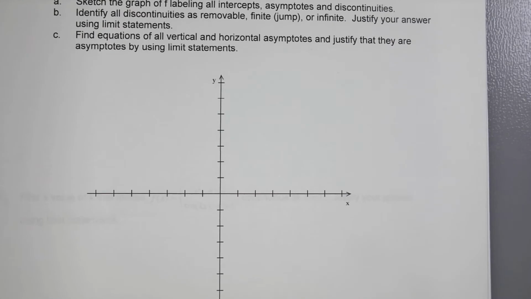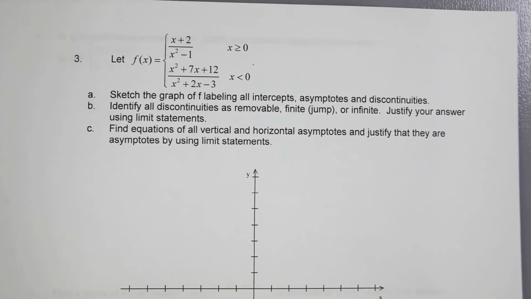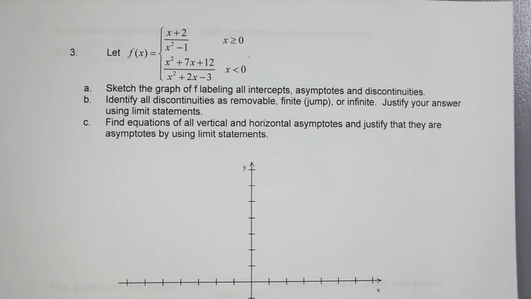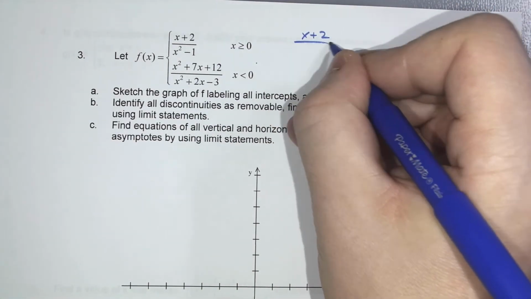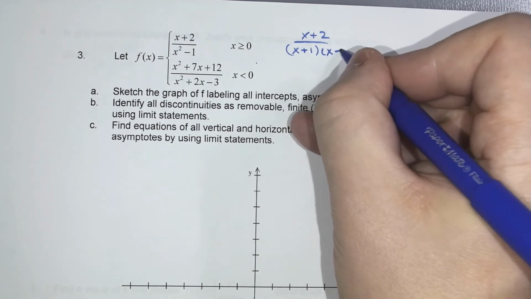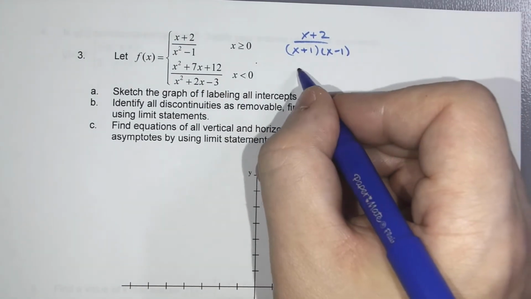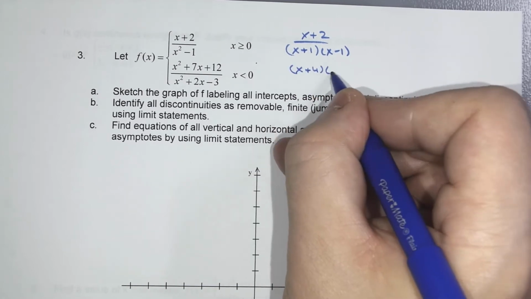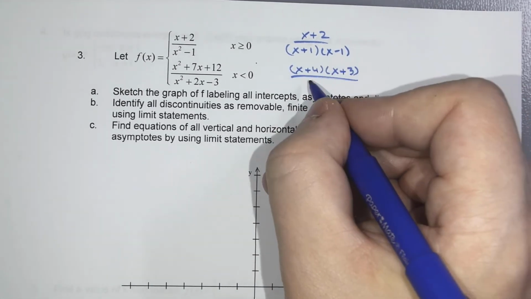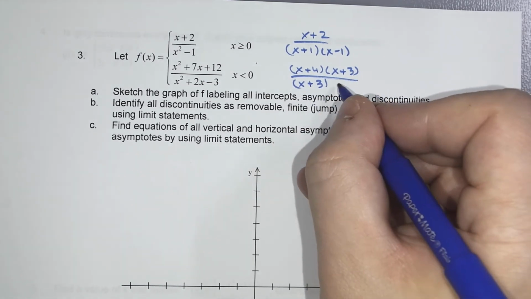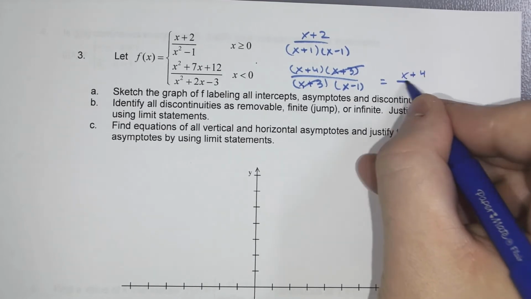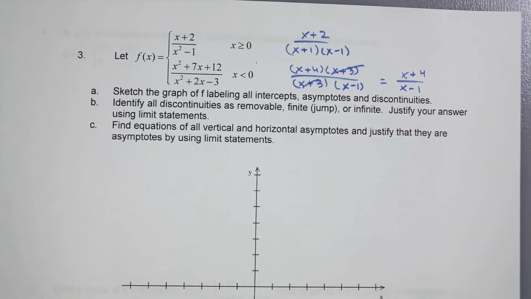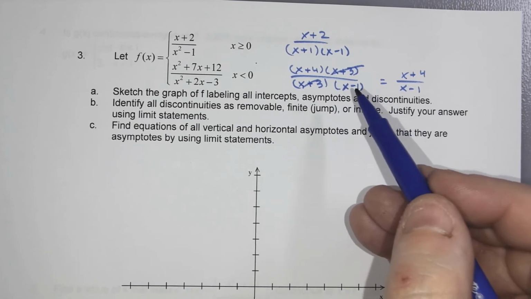So, how about this problem? Sketch the graph, label everything, do all the stuff that we know how to do from pre-calc, right? So that function is x plus 2 over x plus 1 times x minus 1. And this function is x plus 4 times x plus 3 over x plus 3 times x minus 1, which would be almost equivalent to x plus 4 over x minus 1 with a hole at negative 3.